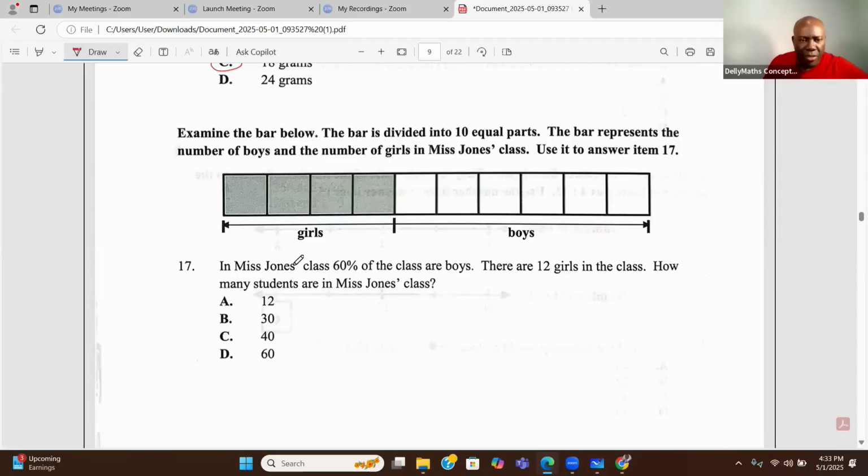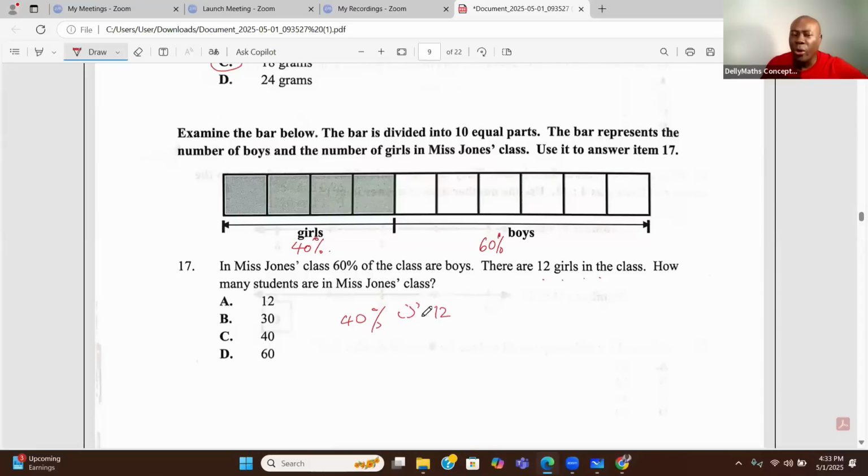So it said, in Miss Jones' class, there is 60% of the boys, of the class of boys. All right. So you're telling me this is 60% right here, which means it's natural that the girls would have been 40%. So the question says there are 12 girls in the class. How many students are overall in the class? So we're going to use the 12 and the 40%. But remember now, I know that 40% is 12.